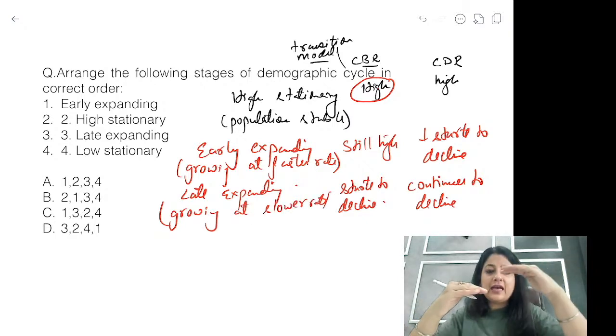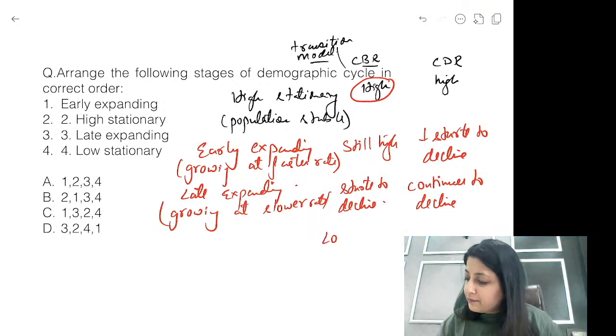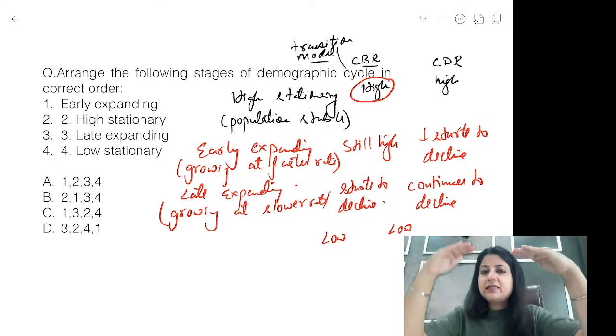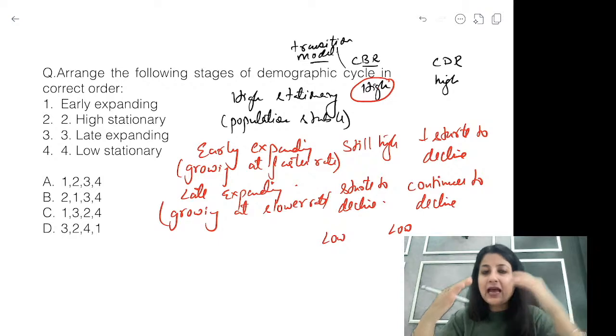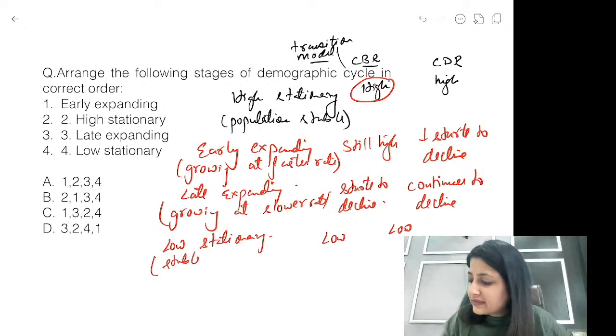Then ultimately the demographic gap closes in the fourth stage. Deaths are low, births are also low. Birth rate low, death rate also low. What was the first stage? Births high, deaths high, population stable, high stationary. Now births are low and deaths are low. So what is this? This is low stationary, meaning again the population is stable.